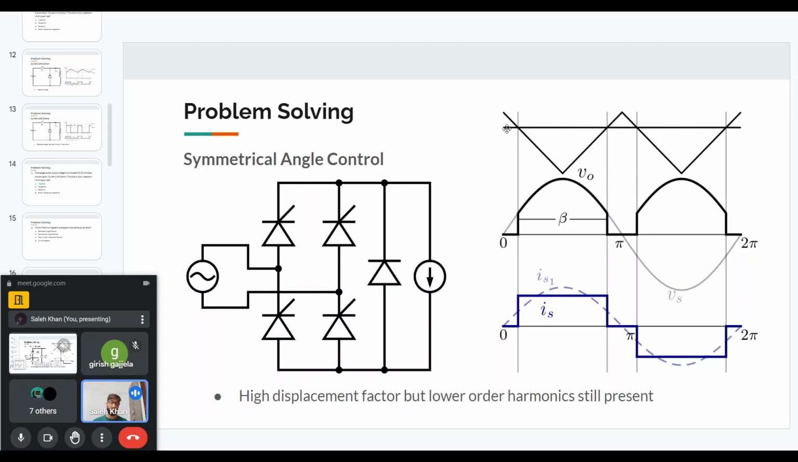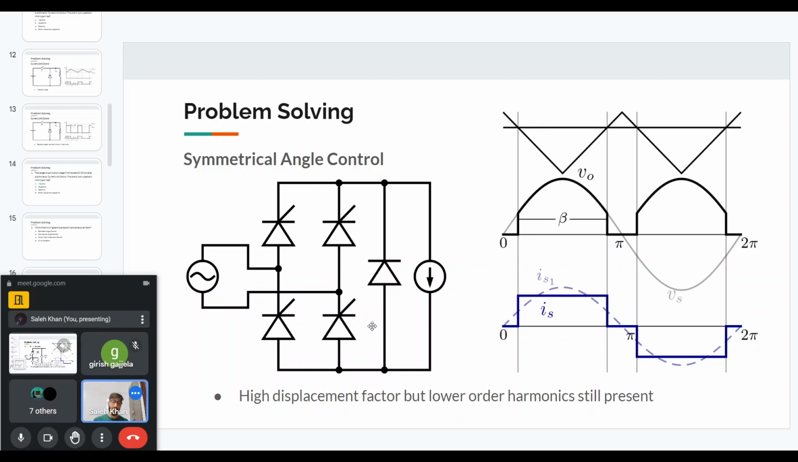And when this reference is greater than the carrier waveform, I will turn on the devices. And when it's less than the carrier waveform, I will turn off the devices. So this is how you can understand how these switches are being controlled.